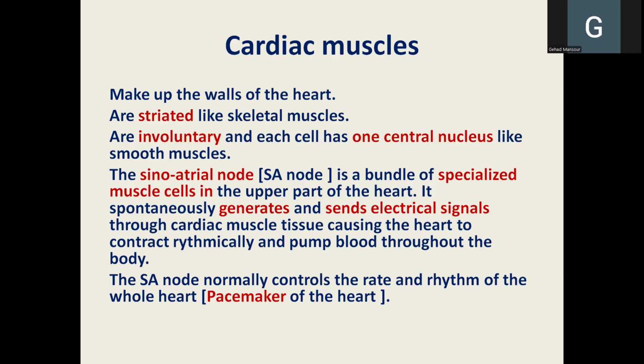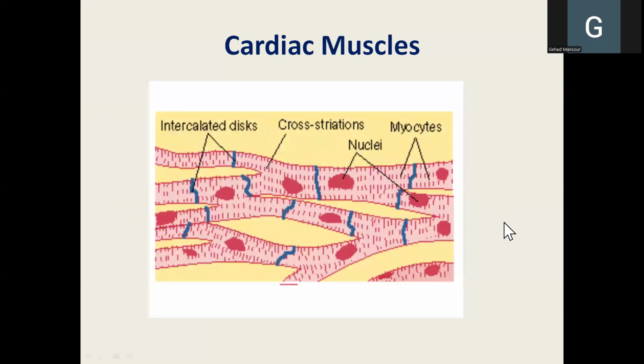interconnected, and they have in between their branches a structural connection and a functional connection. Both lie in the intercalated discs. So the intercalated discs are what? The intercalated disc is the thickened structure that lies at the junction of two branches. For example, here we have an intercalated disc. The intercalated disc is a thickened structure at the junction of two branches. And inside the intercalated disc, we have structural connection and functional connection.